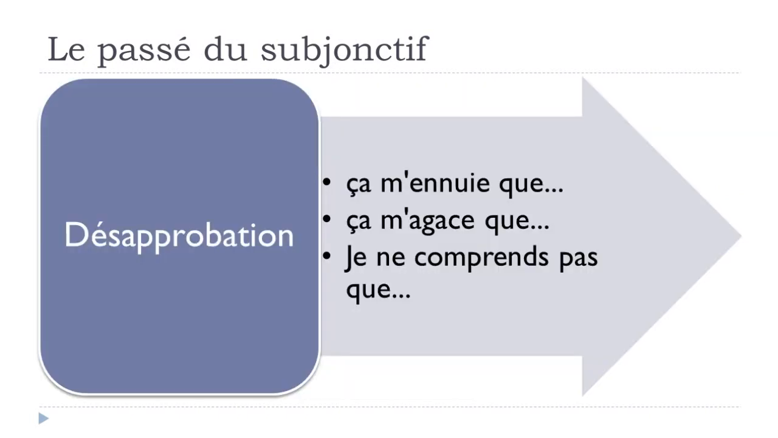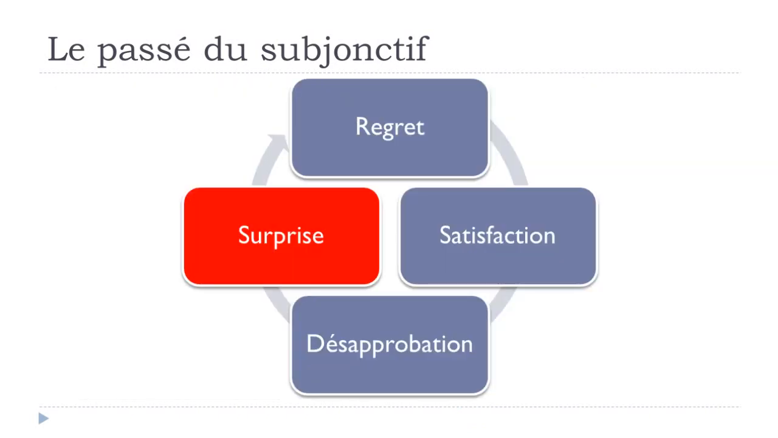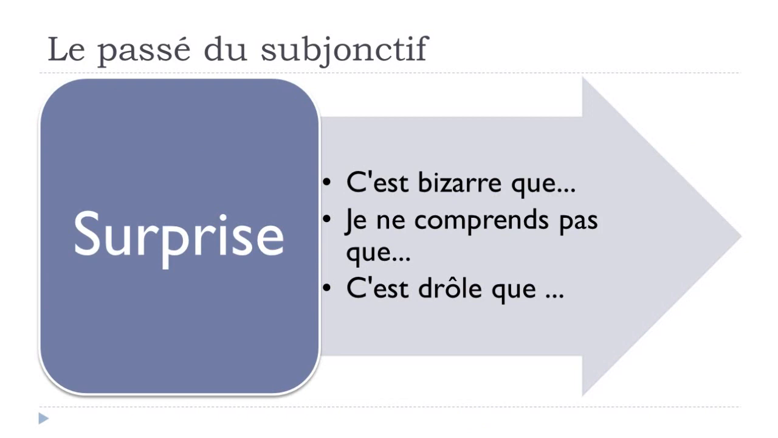Désapprobation, and so we could have this ça m'ennuie que, it annoys me that, ça m'agace que, it bothers me that, je ne comprends pas que, I don't understand that, okay, and the same thing, what's coming after, if you want to express something in the past, then it should be le passé du subjonctif. And last but not least, la surprise, the surprise. C'est bizarre que, bizarre, strange, it's strange that. Je ne comprends pas que, I don't understand that. C'est drôle que, it's funny that. And if you want to express something after, at the past, it should be le passé du subjonctif.